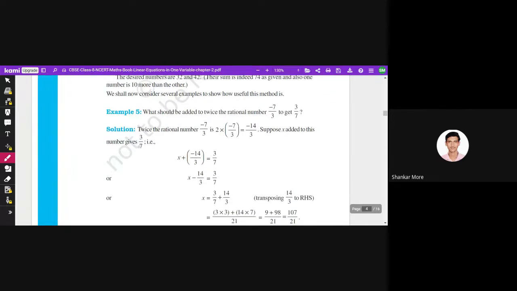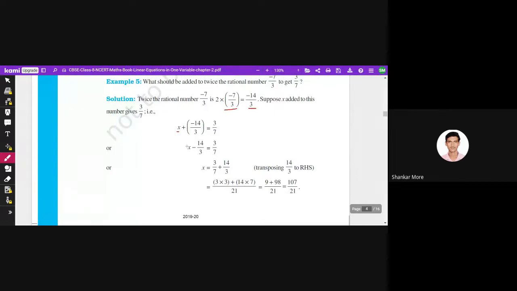Now, twice the rational number minus 7 by 3 is 2 into minus 7 by 3, which is equal to minus 14 by 3. So this number, minus 14 by 3, is twice of our given rational number. Now we have to add something to this number. We have to add some number to this number so as to get 3 by 7. So see, what did we add to it, students? We added x. We don't know that number, we don't know which number has to be added, so that we can get 3 by 7. So we consider that number as what? We consider that number as x. Now x plus minus 14 by 3 is equal to 3 by 7.